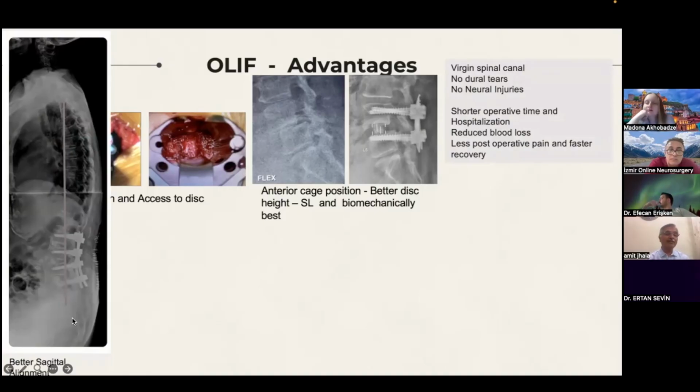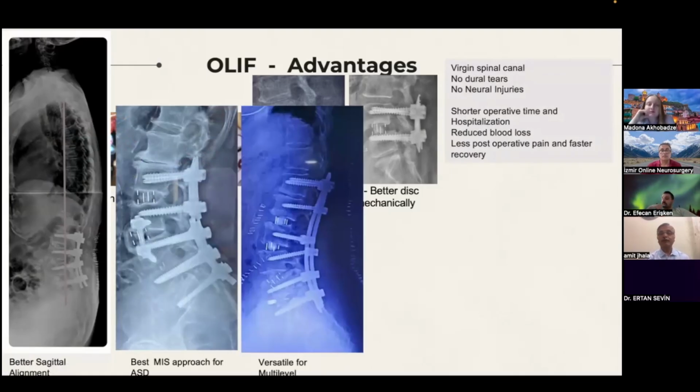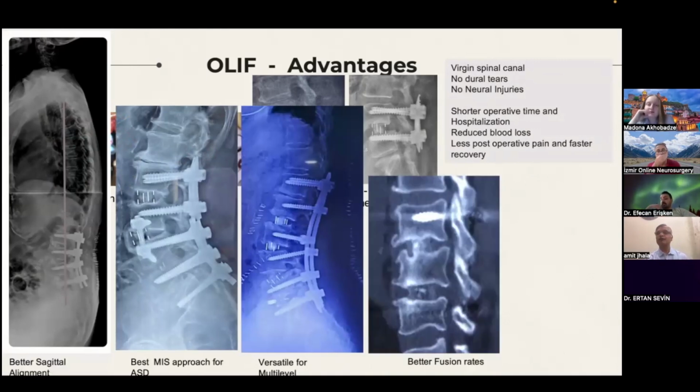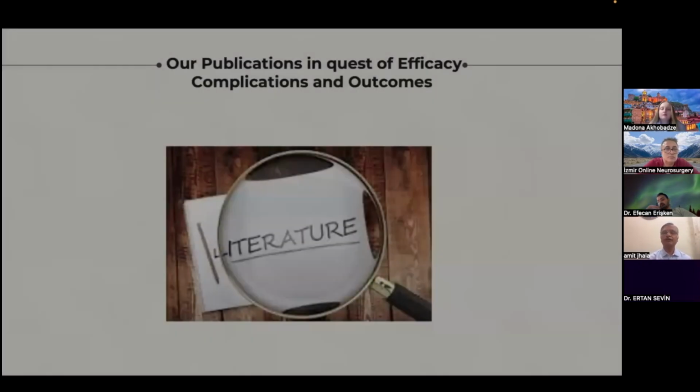It gives a very good sagittal alignment in the whole spine compared to the single level or 2 level. It is very versatile for multiple levels. It gives the best fusion rates because you can have very good clearance of the disc, and you are using a very large cage compared to the posterior TLIF approaches. And because of that, it has a lower rate of adjacent segment disease, and revisions are easy because everything is virgin from the back. And it's truly minimally invasive, muscle sparing and more physiologic, because you are not destroying the posterior structures at all, and therefore it is much more physiologic compared to the others.